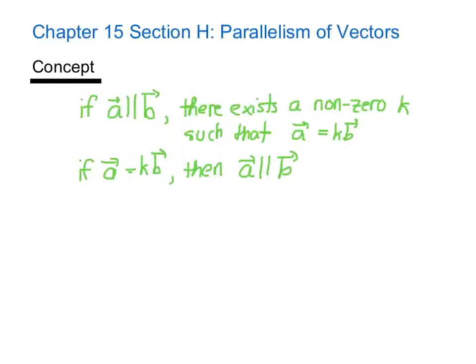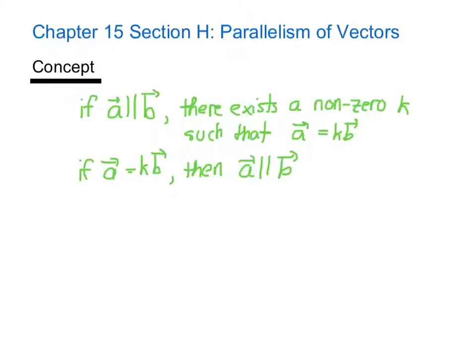Now the converse of this is also true. If I have an expression of vector A that equals scalar k times vector B, then vector A and vector B must be parallel. Remember that scalar k still has to be a non-zero scalar.